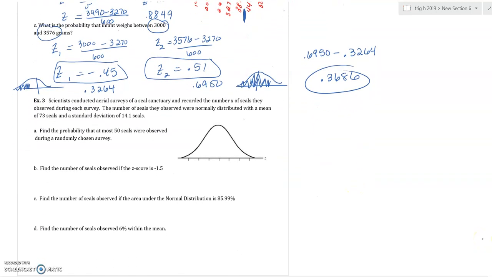Okay, our final example here, we're talking about seals. So go ahead and read about the seals, and it might help if you fill in some values on that normal distribution and take a look at the first question.